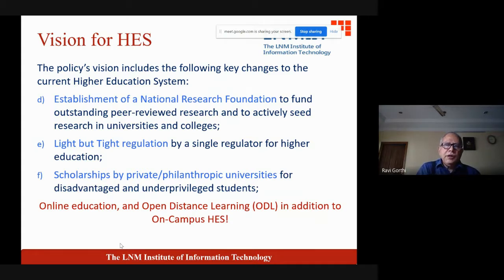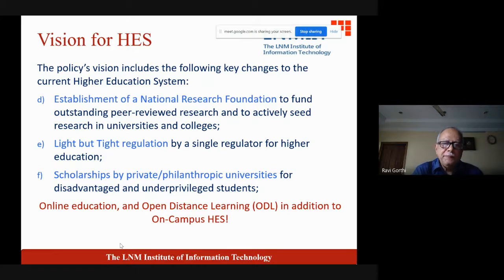Possibly the last one on the vision. The policy includes the following key changes to higher education. Establishment of a national research foundation. Sure, there is a wide range of funding which I gathered for the last 5-6 years or maybe 8 years, which used to be in lakhs to crore. Now everything is in terms of crores, a wide range of institutions.